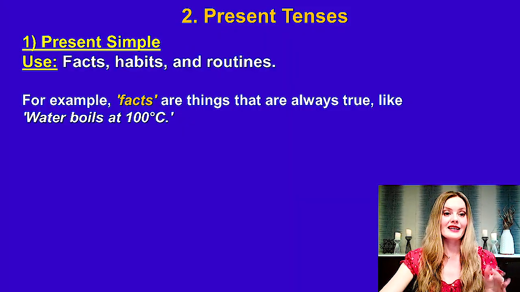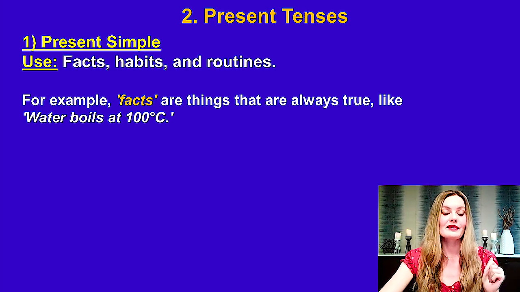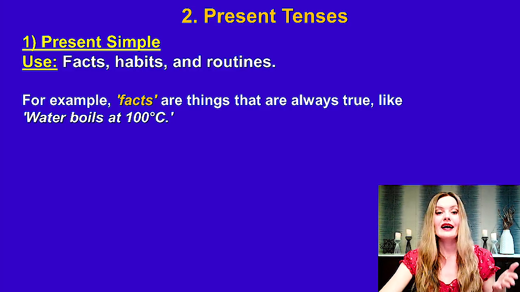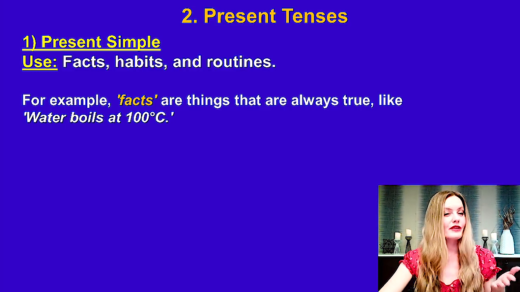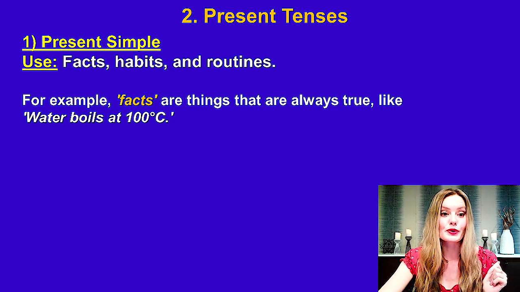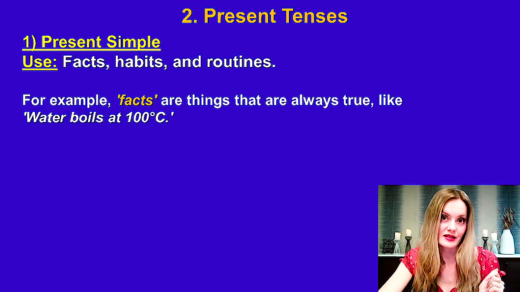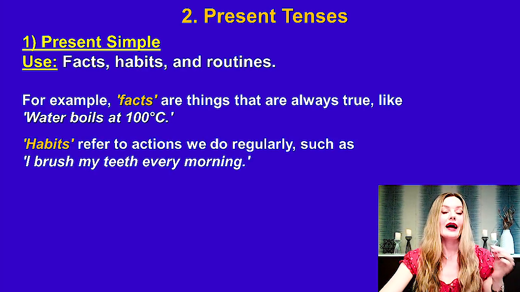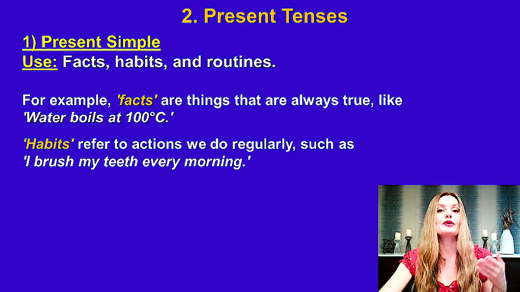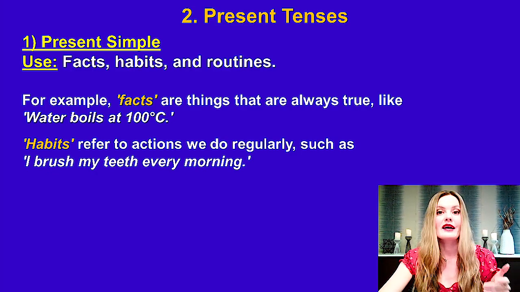And the first tense is present simple. We use present simple when we talk about facts, habits, and routines. For example, facts are things that are always true, like water boils at 100 degrees Celsius. Or habits. Habits refer to actions we do regularly, such as I brush my teeth every morning.